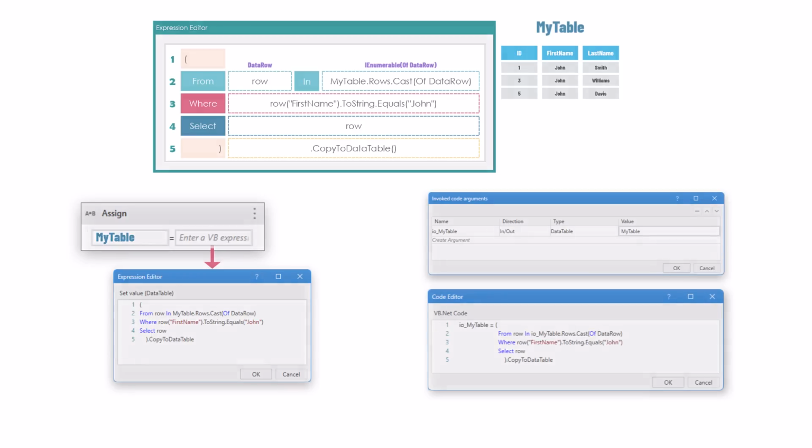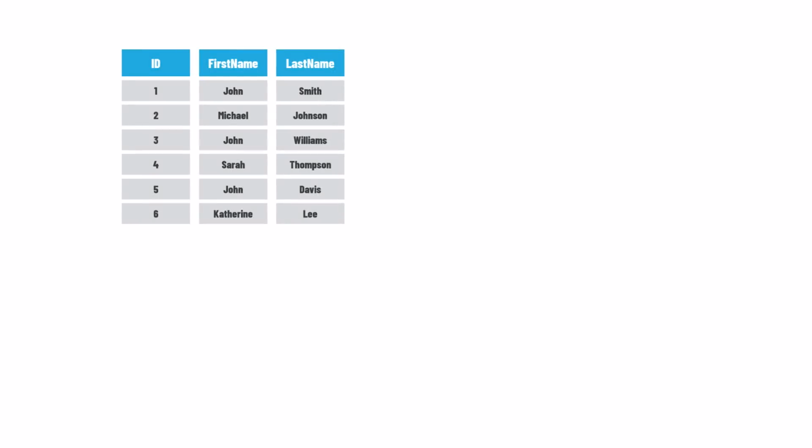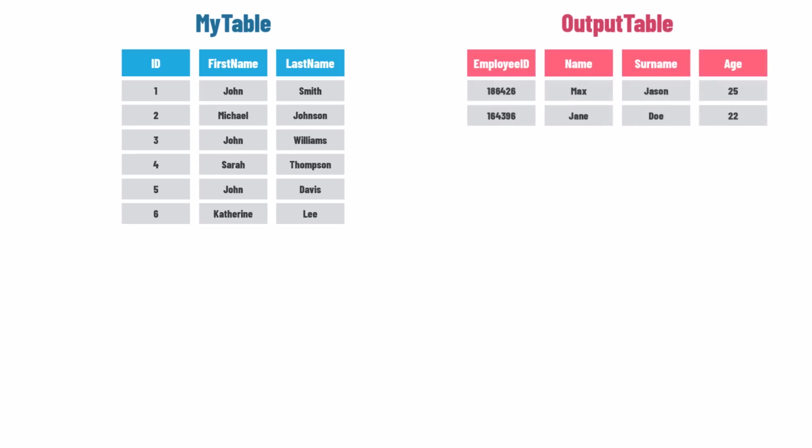Let's now check another scenario, where I have the same input table, my table. I want to write the same query, to get only the rows, where the first name is John. But now I want to store the output of this query in another DataTable variable, output table for example. This variable has already columns and rows, for example the following. As you see, I have more columns in this table. The column names are different in both tables.